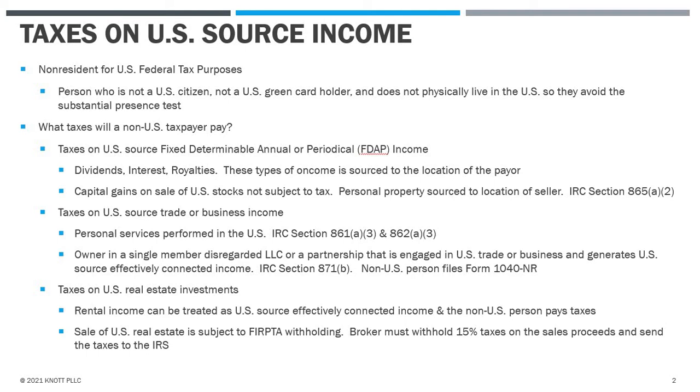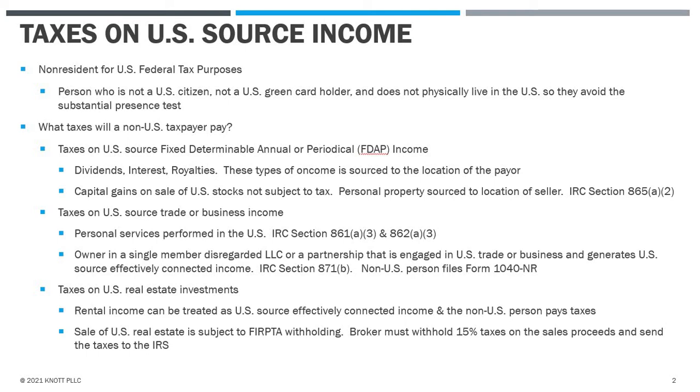So what taxes will a non-U.S. taxpayer pay? Well, it really comes down to what is going to be U.S. source income. So there's a couple of them here, right? Taxes on U.S. source fixed, determinable, annual, or periodical income, or for short, we call it FDAP income. Now, the most common types you see are dividends, interest, and royalties.